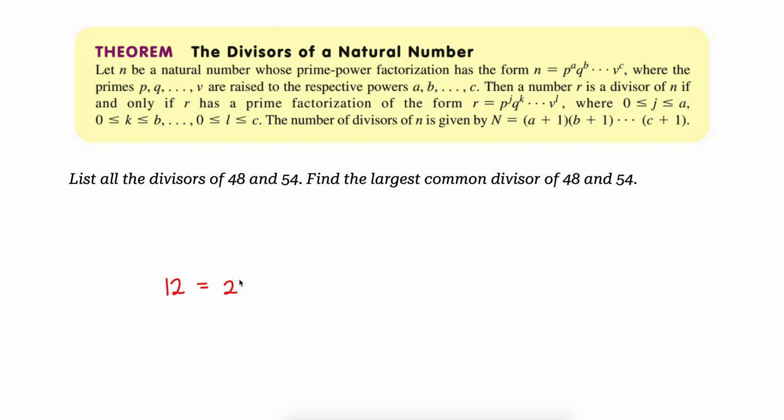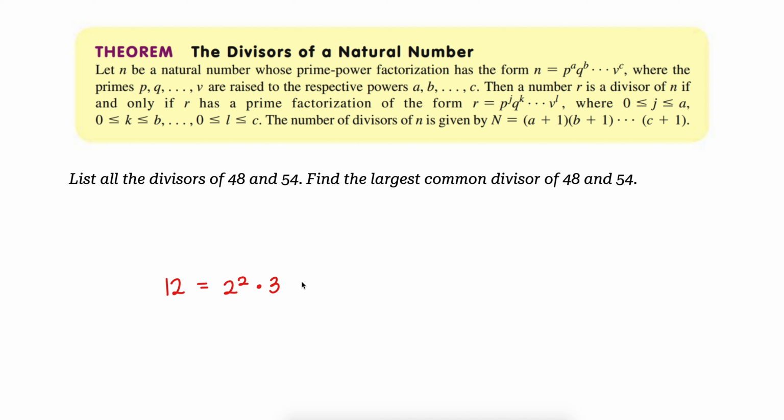12 is 2 to the second power times 3. If you were to do a factor tree or use that second method with the division, you're going to find 12 is 2 squared times 3. That's its prime power factorization. This theorem says that the factors of, or all the divisors of 12 are created from these prime factors.